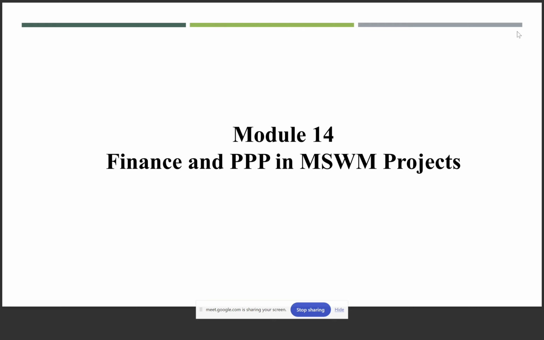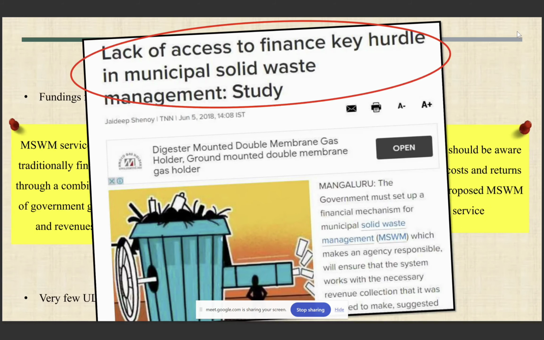So, finance and PPP, that is public-private partnership, in municipal solid waste management projects. For managing any waste, whether wastewater or solid waste, a lot of money or capital is required, first for making the infrastructure, then for maintaining the various equipment and instruments, paying the salaries of all the workers working in that facility, for their health and well-being, and also to develop the green belt and for collection and everything.